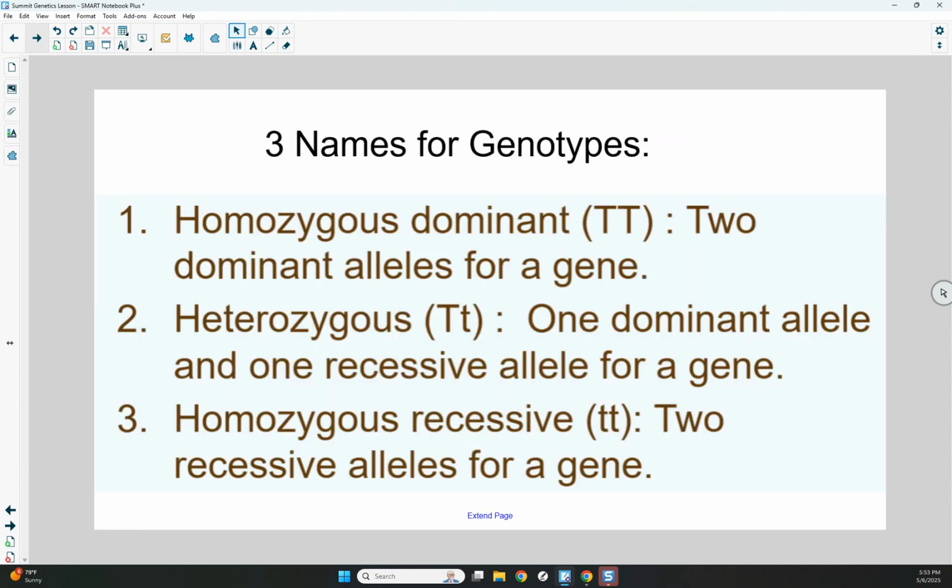And there are some names for these different combinations of alleles. I won't read this all to you; you can check this out. But we're going to use these terms a lot: homozygous dominant, heterozygous, and homozygous recessive. So you'll want to study those a bit on your own, perhaps even pause the video and write them down.